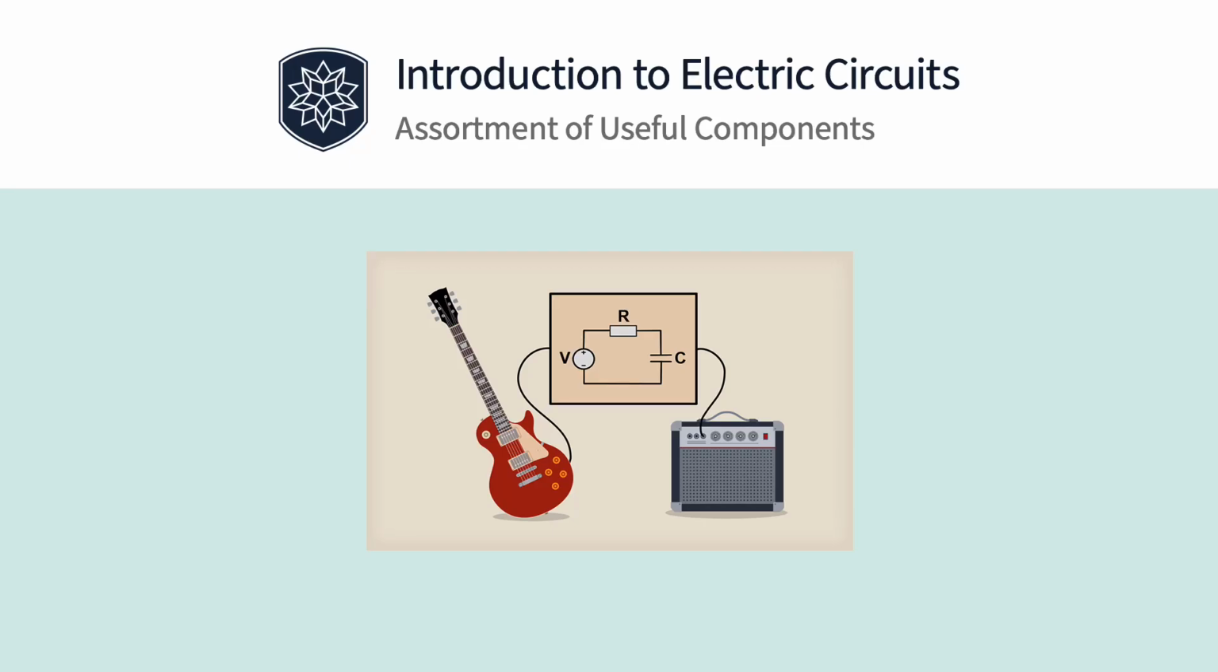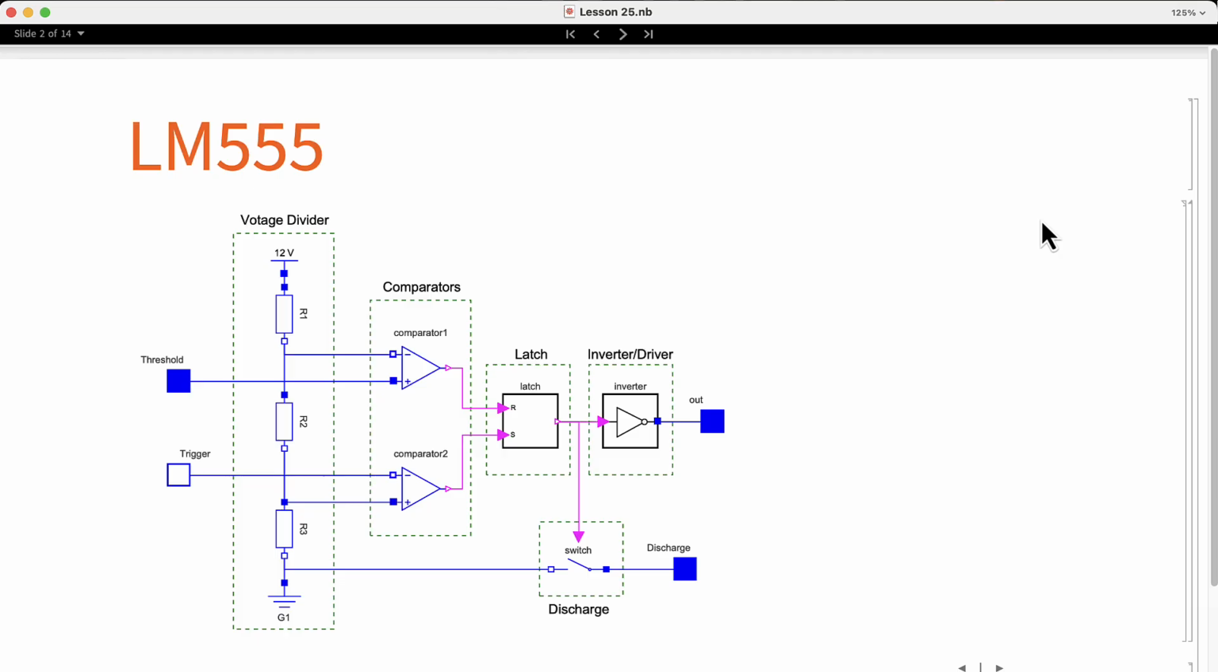In this lesson, we will get a brief introduction to a collection of components that I usually use when designing analog circuits. We will see a few simple applications for each component, that way you can get an idea of the circuits you can build with them. The first component is the 555 timer.